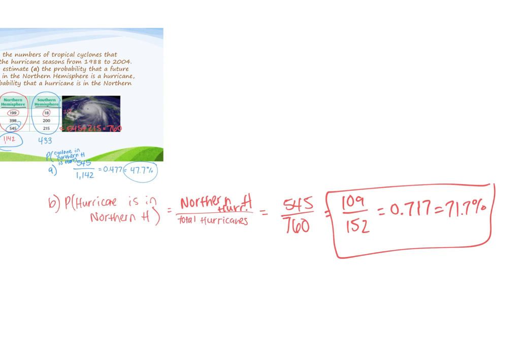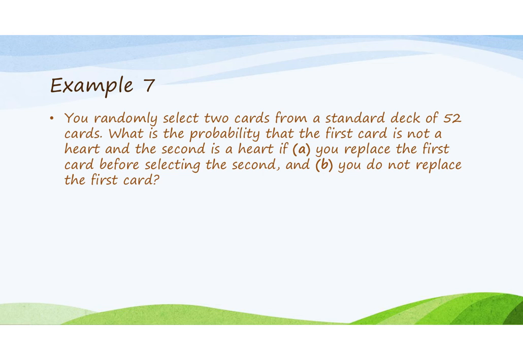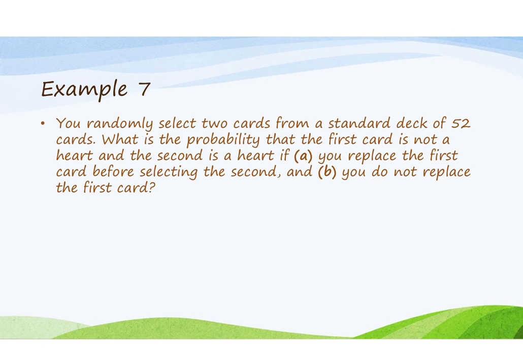Okay, one more and then we're done. You randomly select 2 cards from a standard deck of 52 cards. What is the probability that the first card is not a heart and the second is a heart? A, if you replace the first card before selecting the second, and B, if you do not replace the first card, okay?